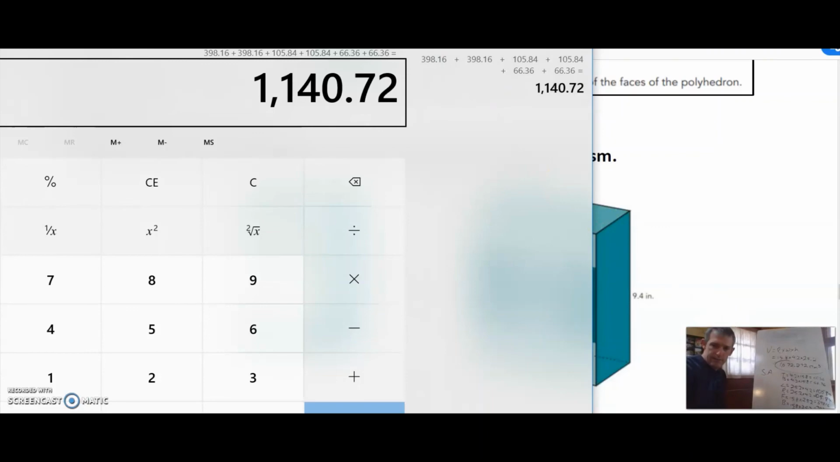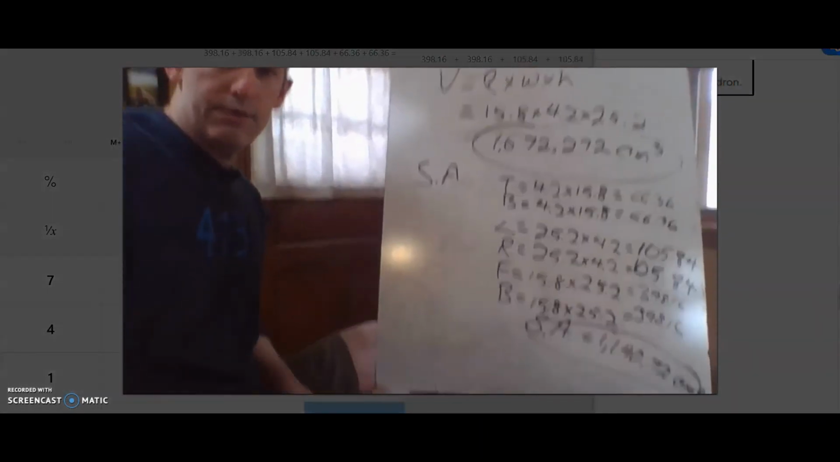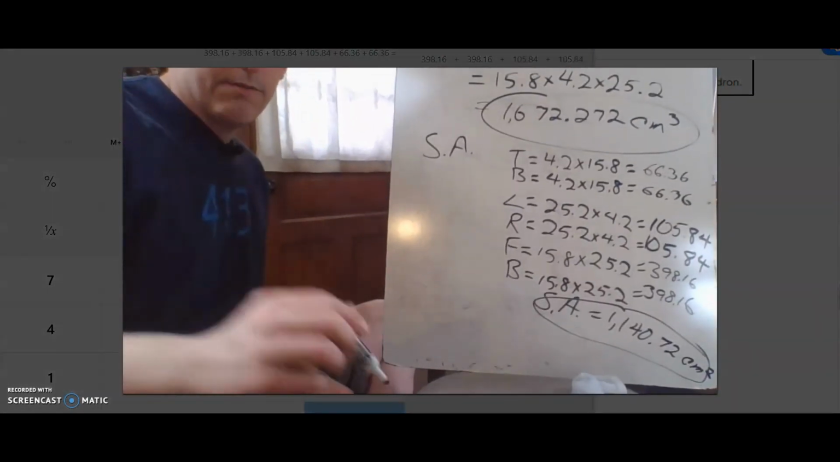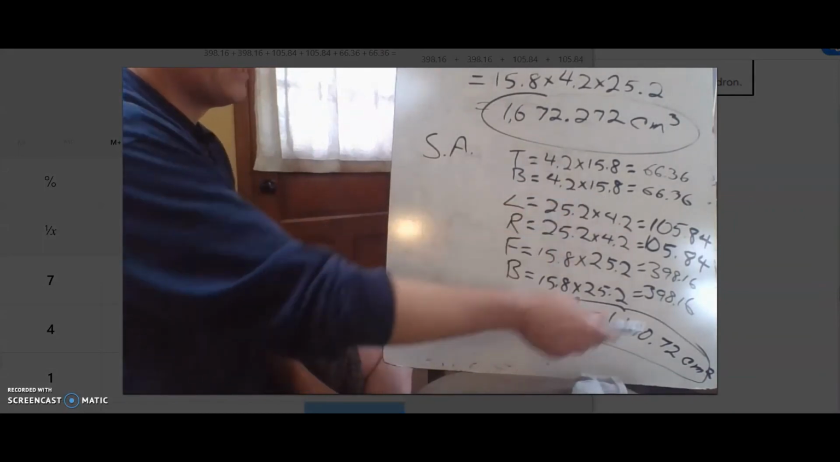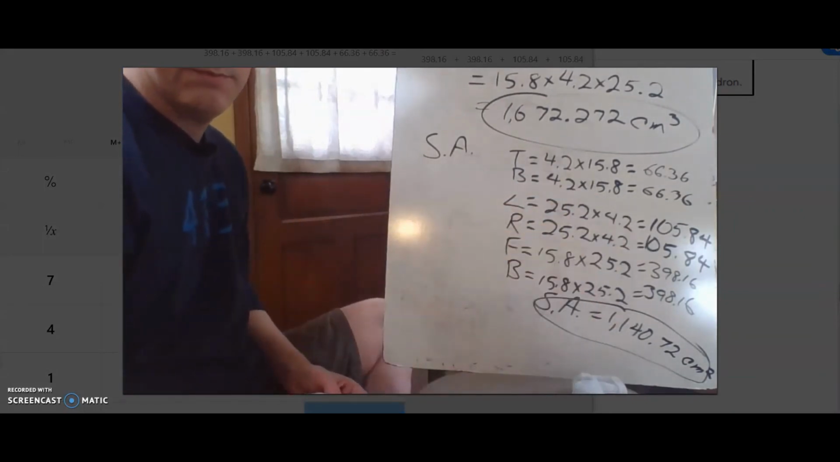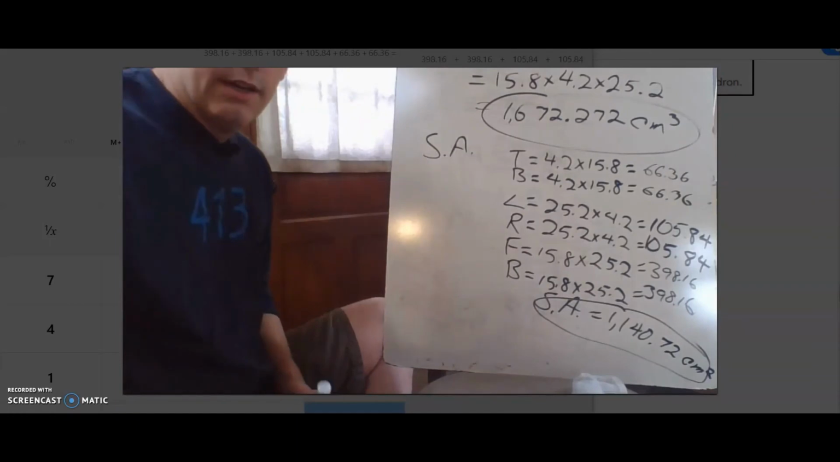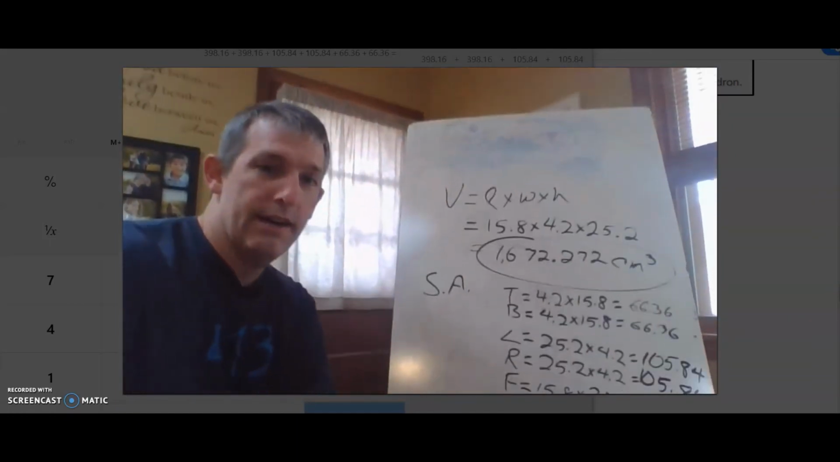All right, so there you go. You find the area of each of the faces, add it all together, and you get your grand total.